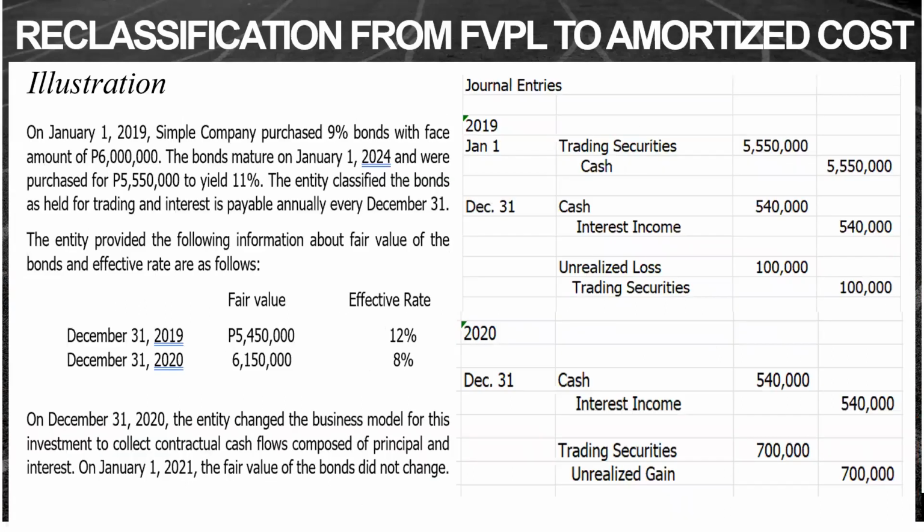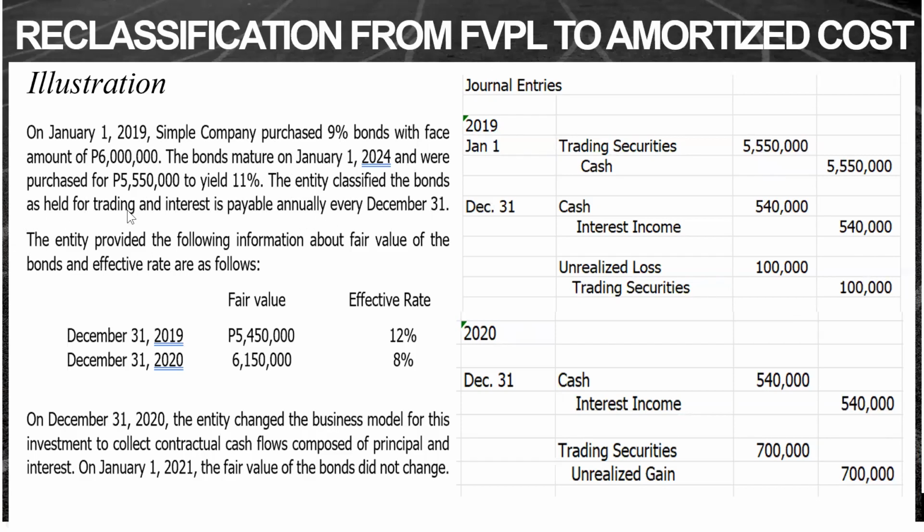So let us have here an illustration, class. In this illustration, on January 1, 2019, Simple Company purchased 9% bonds with face amount of 6 million. The bonds mature on January 1, 2024 and were purchased for 5,550,000 to yield 11%. So this is its previous effective interest. The entity classified the bonds as held for trading and the interest is payable annually every December 31.